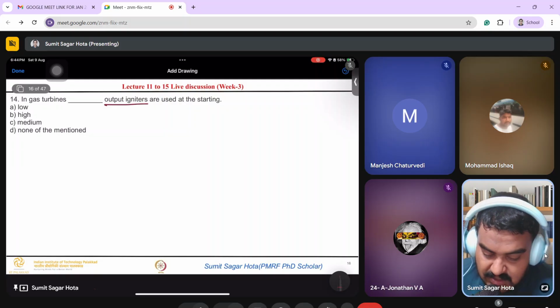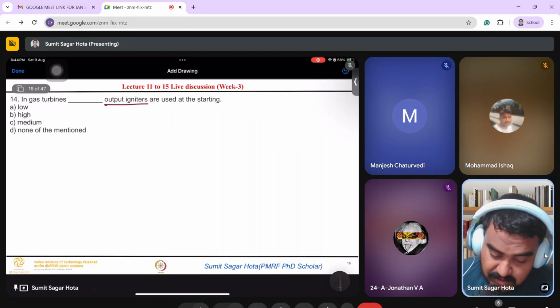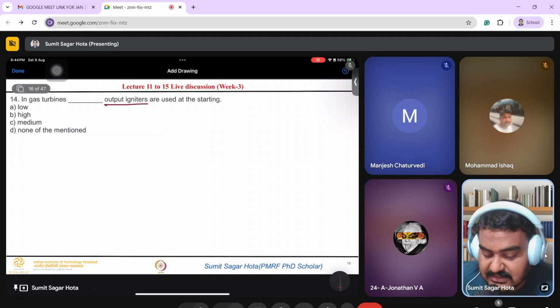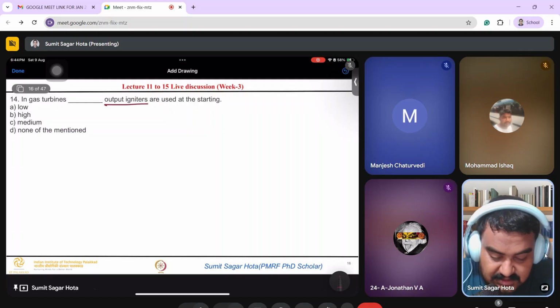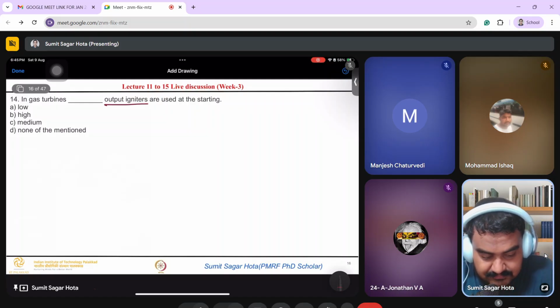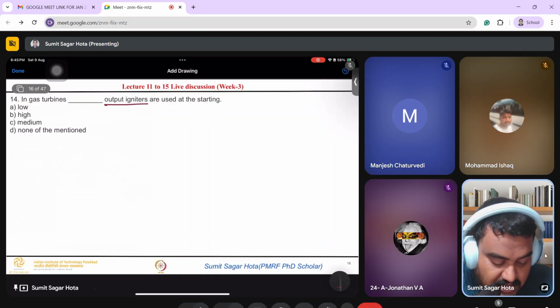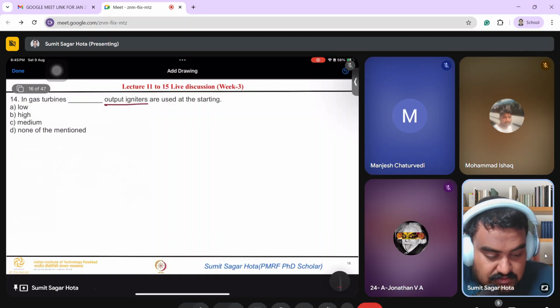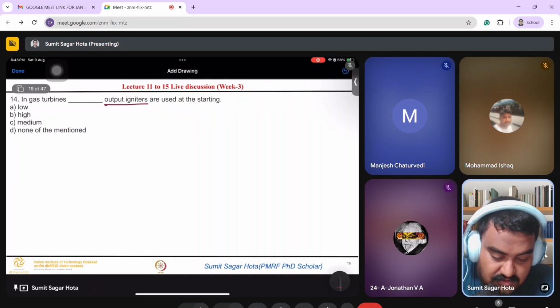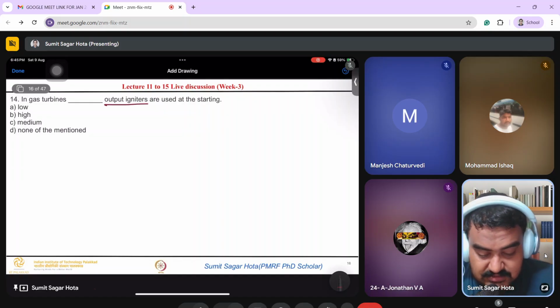Initially people were using high output igniters, because the fuels were not that efficient, so very high temperature igniters were required. But nowadays gas turbines work on very fine and very pure fuel, kerosene based fuel, aerofuels. Those are very highly combustible fuels, so we don't need high voltage igniters.